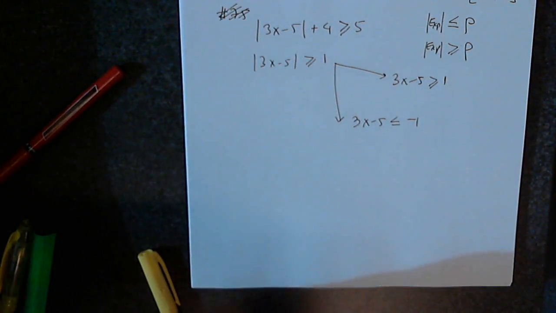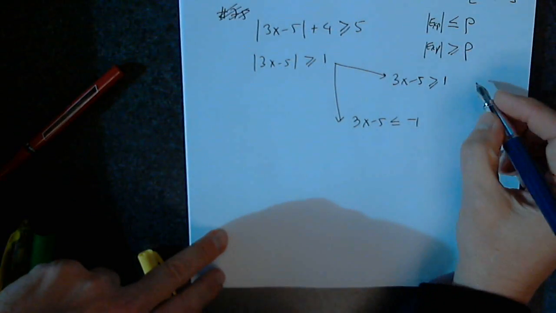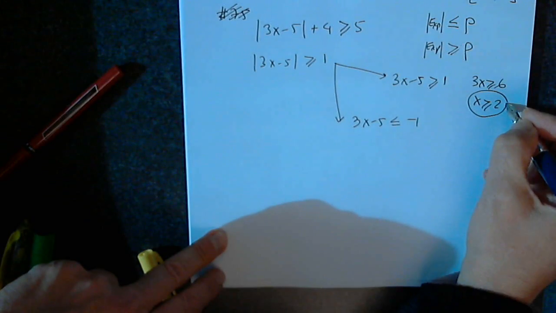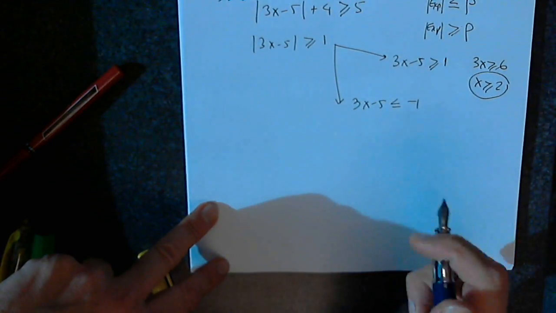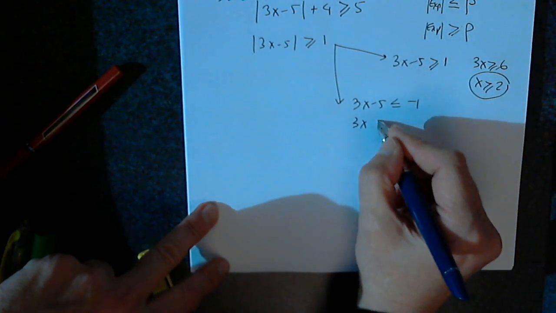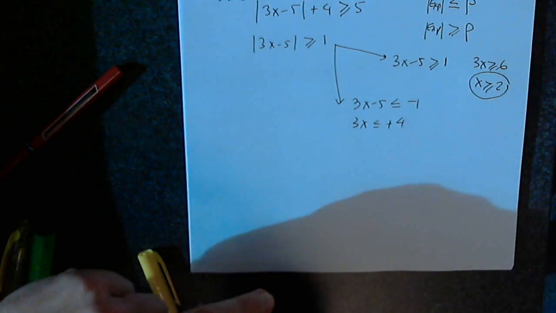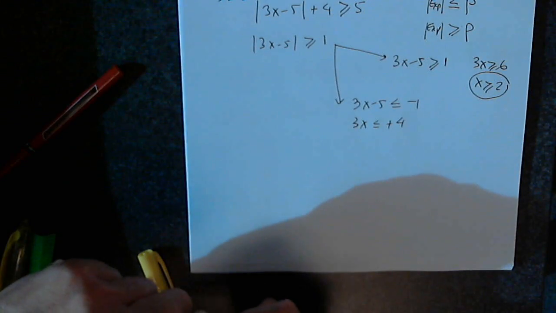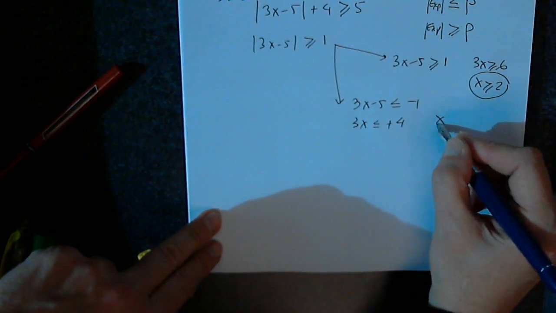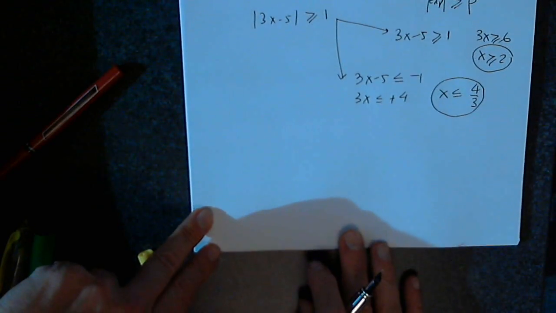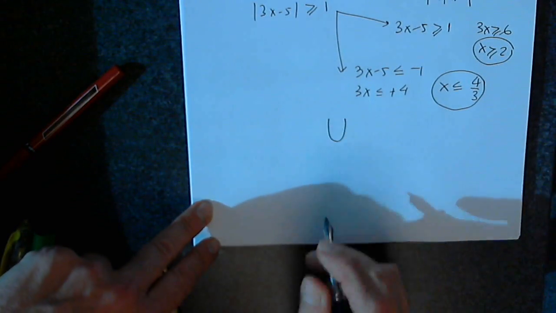Oh, well, I have to add 5 and divide by 3. So this is 3x greater than or equal to 6, or x greater than or equal to 2. In the same way, I have 3x less than or equal to -4. No, I'm sorry, it's +4 because I'm adding 5 minus 1, and less than or equal to 4/3. I already know from the beginning that the solution has to have the union.